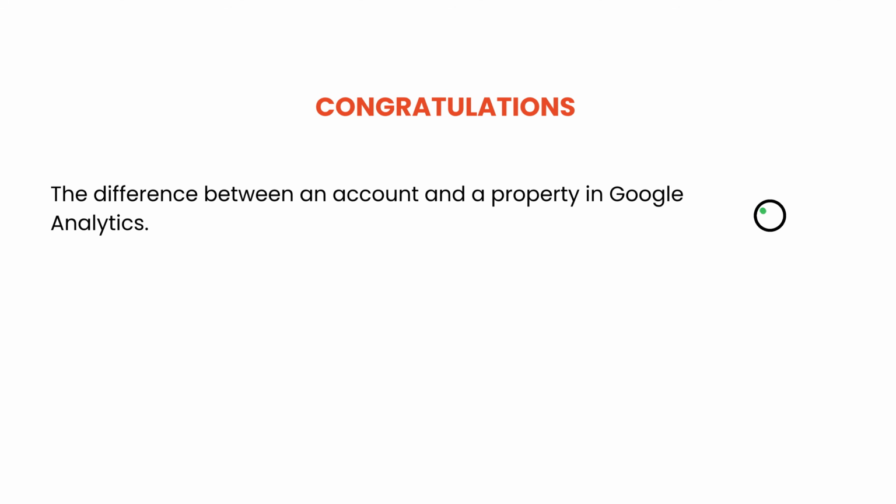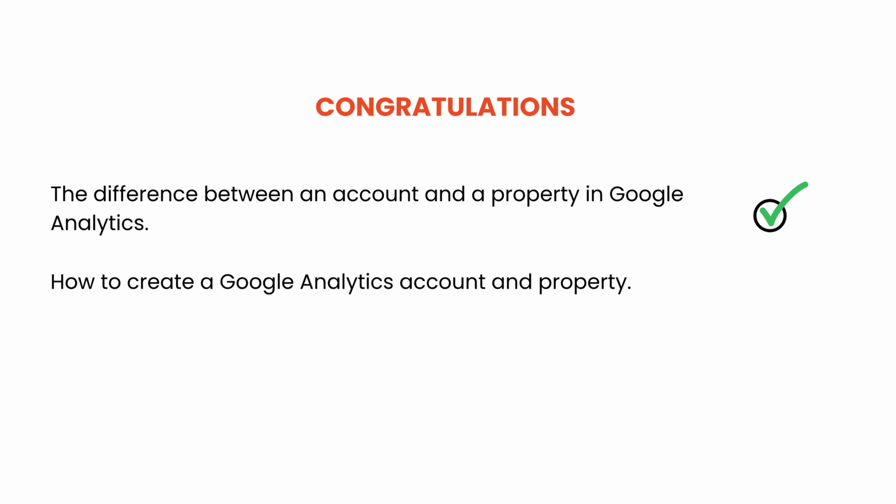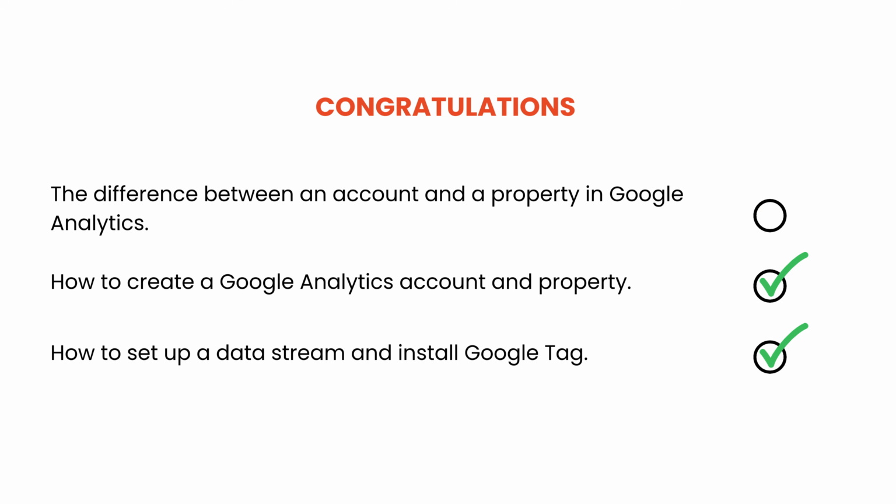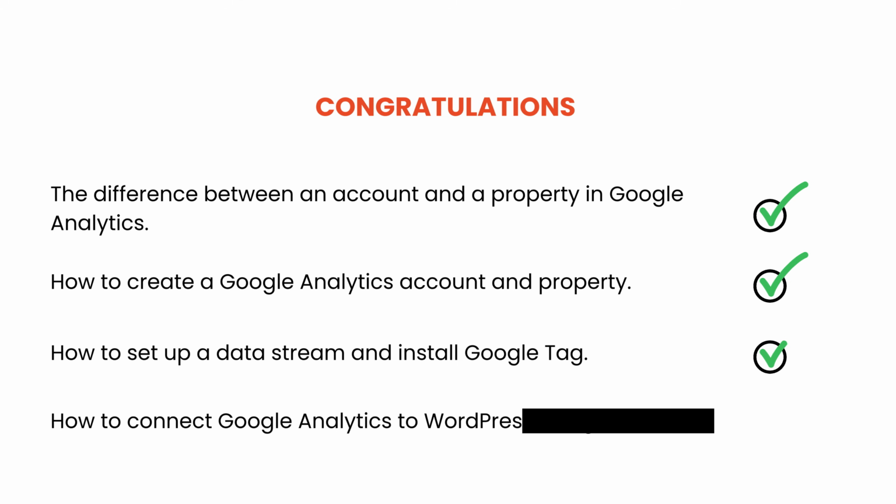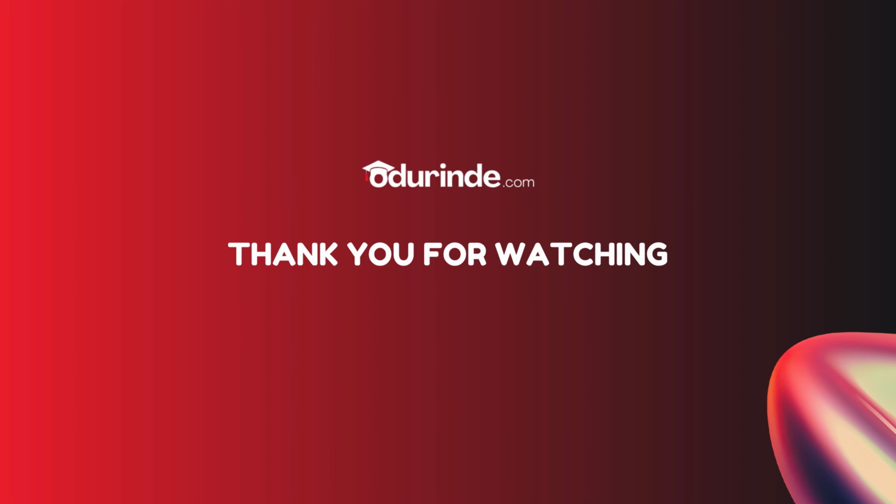Congratulations. Now you understand the difference between an account and a property in Google Analytics. You've also learned how to create a Google Analytics account and property, how to set up a data stream and install Google tag, and also how to connect Google Analytics to WordPress using Site Kit. And from here, you can start tracking visitors, you can start understanding your audience, and you can start making data-driven decisions for your websites.